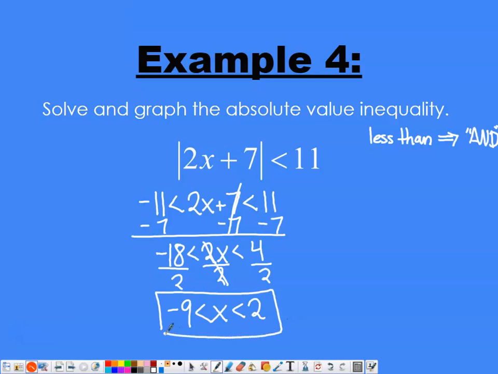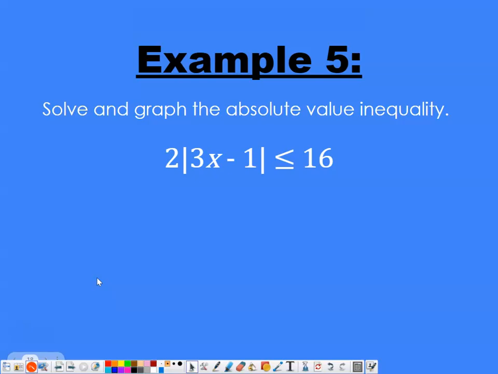It also says that we need to graph, so let's make a quick number line. Put your two numbers, negative 9 and 2. It's that and statement, and the inequalities look good to me, so we're going to have open circles and shading in the middle. That is our graph.